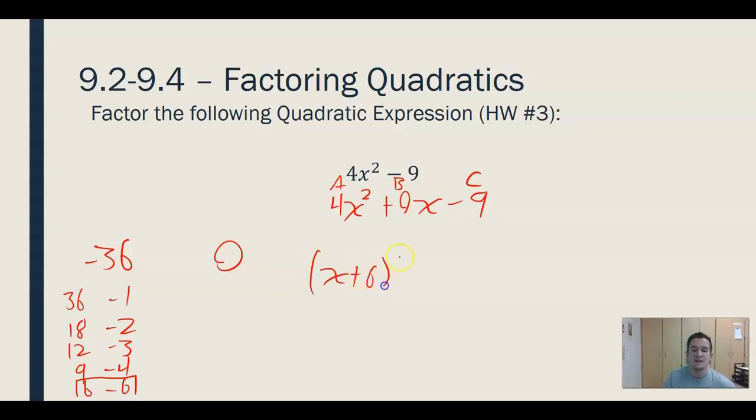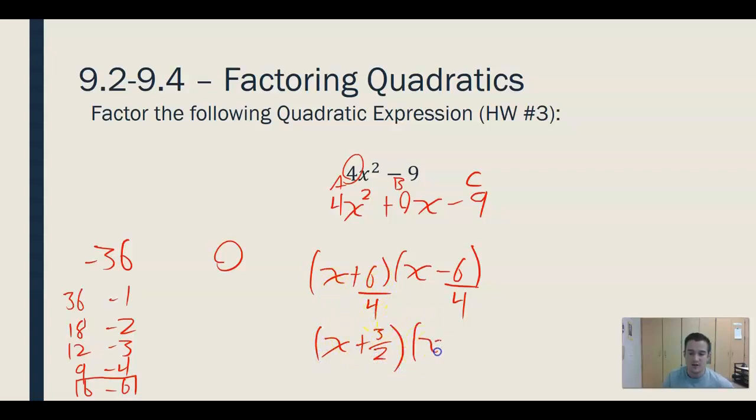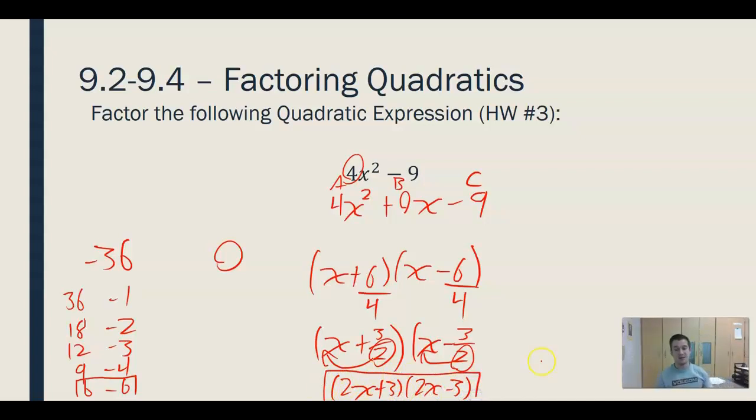X plus 6, x minus 6, and then both of these numbers have to be divided by a, which is 4. Next step, can I reduce those fractions? Well, 6/4 reduces to 3/2. 2 goes into both of those terms. So I can write this as x plus 3/2 times x minus 3/2. Well then, now that I've reduced my fractions, it's bottoms up. And I write these as 2x plus 3 times 2x minus 3. And if you multiply those back together, you'll notice that indeed you get 4x squared minus 9.